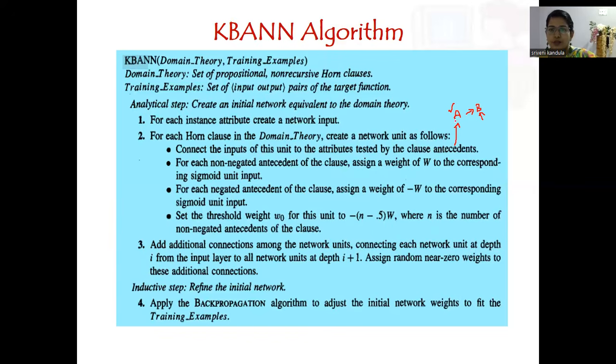Now we will check whether each is a positive one or a negative one, negated or non-negated. Is it A or is it negation A? In which form is it? If it is a non-negated one, that is in the form of A, then we'll take the weight as positive. If it is a negated one, we will take the weight as negative.